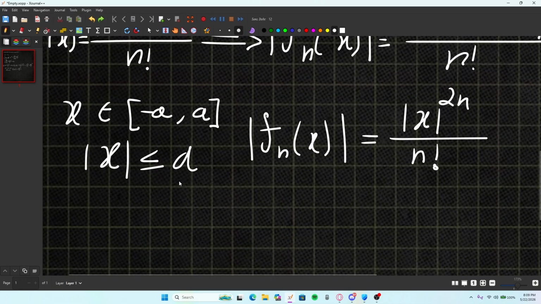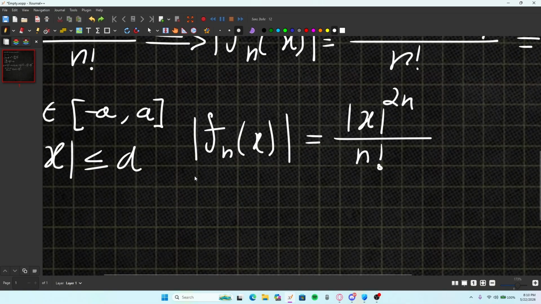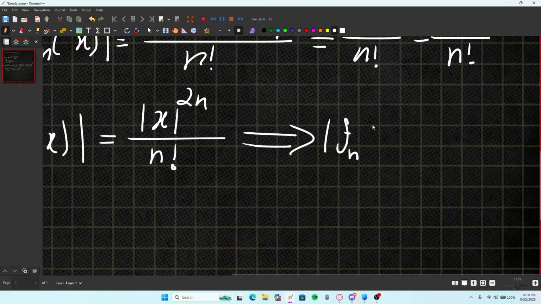But if we do so, then we're basically going to express the maximum value of the function on the right. And because this is equal to this, then this will be less than or equal to this when you replace the absolute value of x with a. I tried my best to explain it. So the absolute value of f sub n of x is less than or equal to a to the 2n over n factorial.